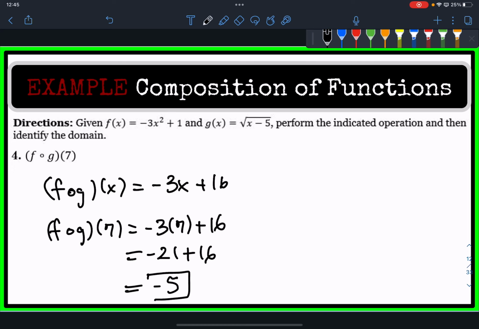So this is your answer. So f of g of 7 is equal to -5.